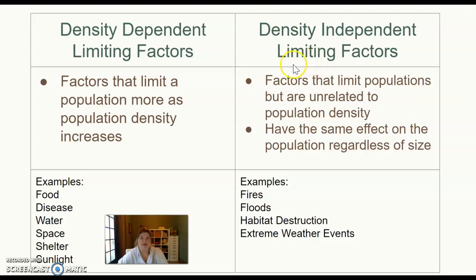Density independent limiting factors are factors where it doesn't matter how big your population is, but it can still take out some of your population no matter how big the population is or how small it is. So they're going to have the same effect regardless of population size. That could be fires, floods, habitat destruction, extreme weather events. A lot of things that deal with climate change and also human impact, but also things that just can kind of happen randomly and keep the population lower in that regard.